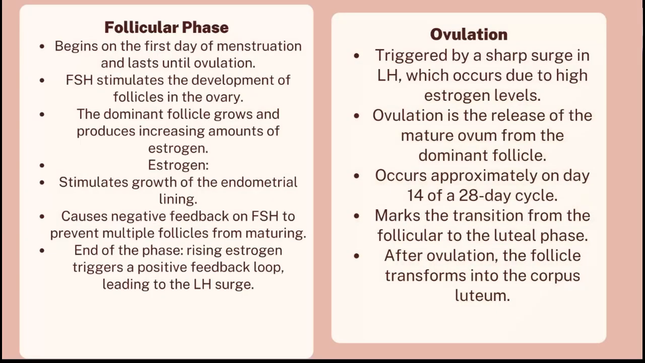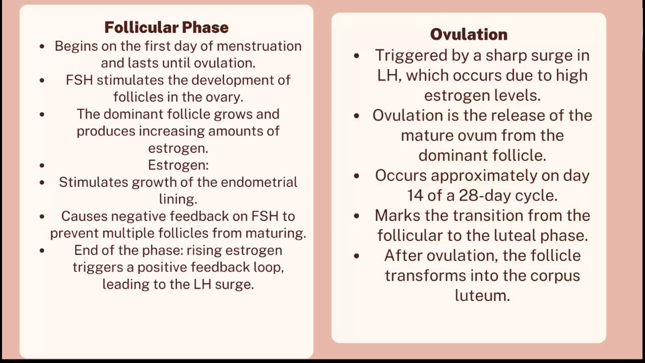Okay, so the menstrual cycle is divided into 4 phases: the follicular phase, ovulation, the luteal phase, and menstruation. These are regulated by hormonal fluctuations involving FSH, LH, estrogen, and progesterone. Each phase is basically preparing the female body for possible pregnancy.